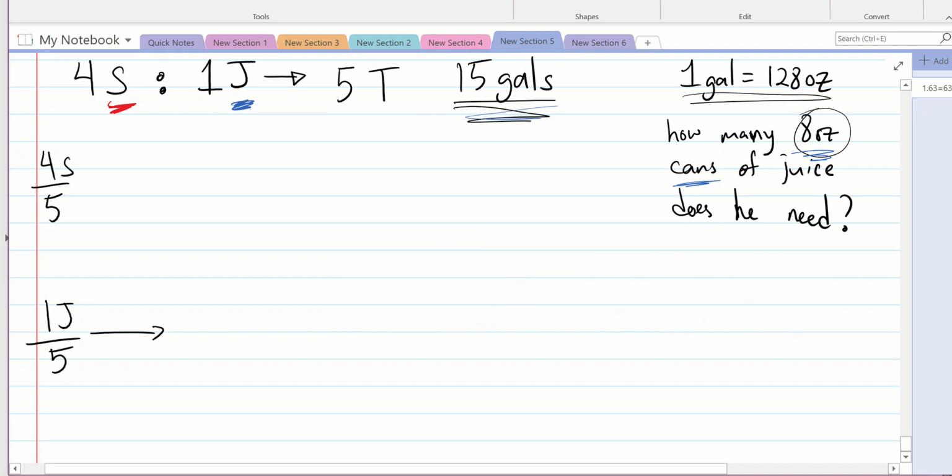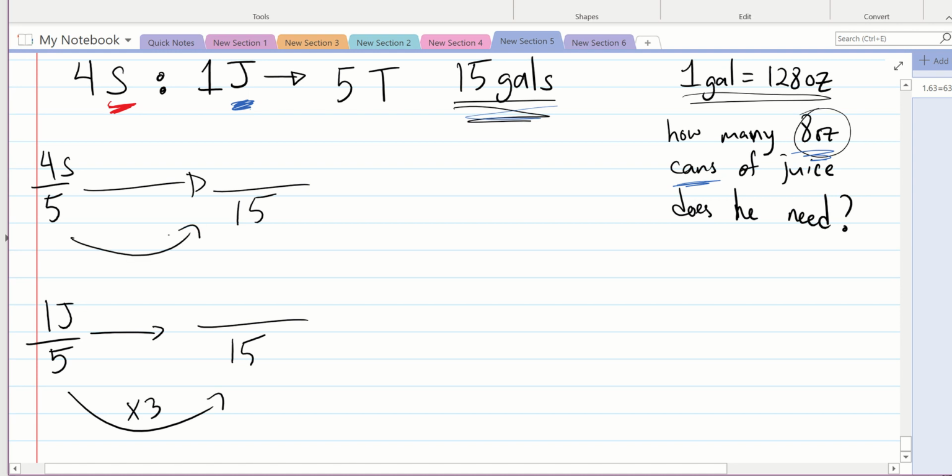What if we were making 15 gallons? And I'm not going to draw 15 gallons, right? So that means this is going to be 15 on the bottom instead of 5. 5 times what gives us 15? 3. So we do the same thing to the top. Times 3. Multiplicative factor is 3.